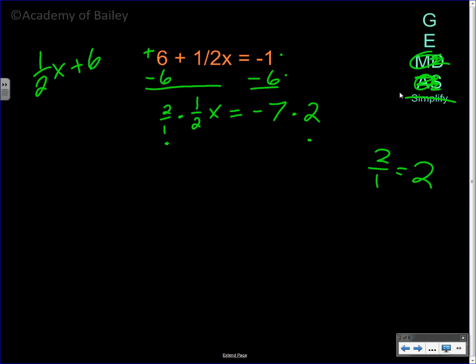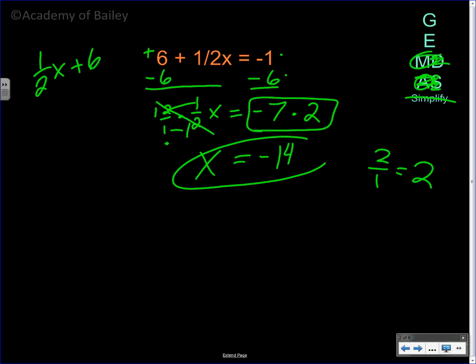The only reason I didn't do that is because, look at this: negative 7 times 2 is negative 14. You don't need that fraction bar there. But over here on the left side, you do, because you want to reduce those both to 1s, and then multiply straight across. 1 times 1 is 1, 1 times 1 is 1, and you have the invisible 1 in front of x. So x is equal to negative 14.